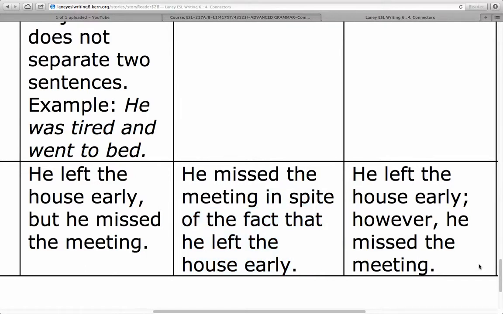Here's a way to say exactly the same thing and use a logical connector. He left the house early, semicolon, however, comma, he missed the meeting. And that means the same thing. You want to be careful not to put too many connectors in the same sentence. Very often, students will put but and however in the same sentence. And that's what we call redundant. You're repeating the same thing 2 times. So you want to decide whether you're going to do the sentence this way with a conjunction or this way with a logical connector, or if you want to make an adverb clause.